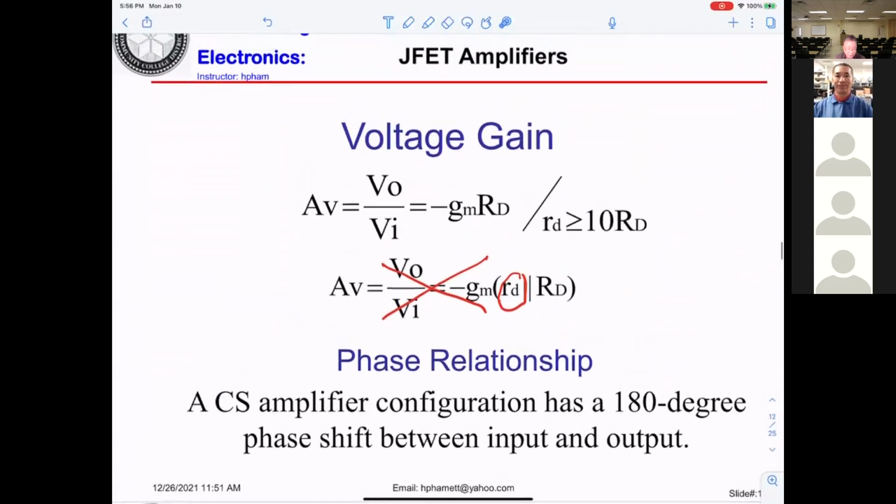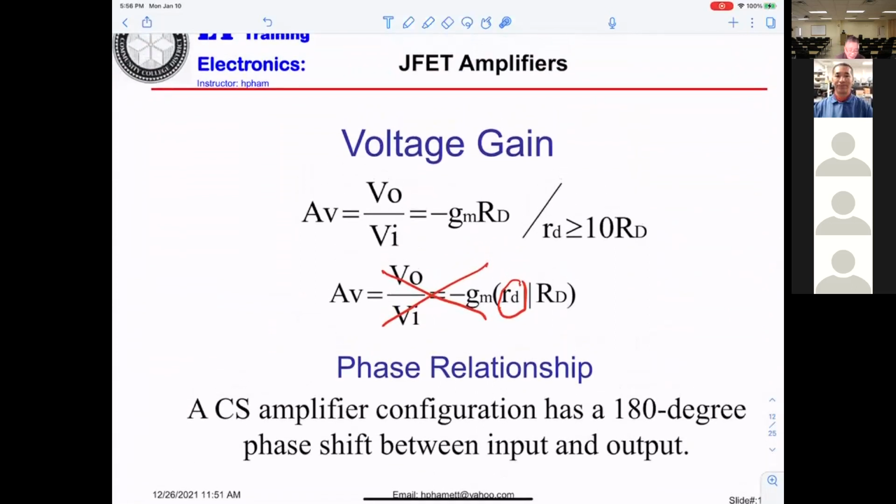And also they give you the formula. If you want to calculate the voltage gain, then it will be equal to minus g_m times R_D. The minus sign only tells you that input and output will be opposite. Okay? And also here, phase relation. They are already telling you the common source amplifier configuration has 180 degrees phase shift between input and output.